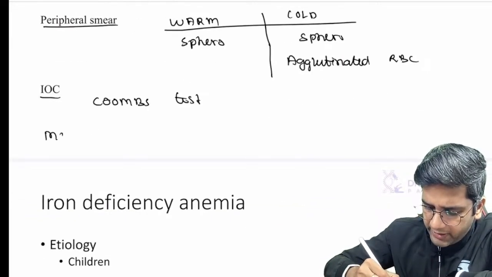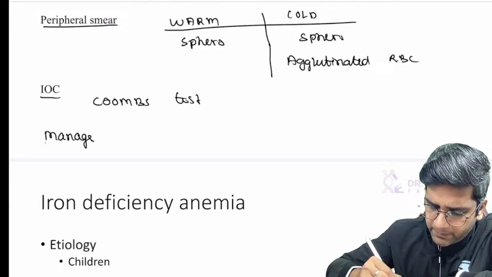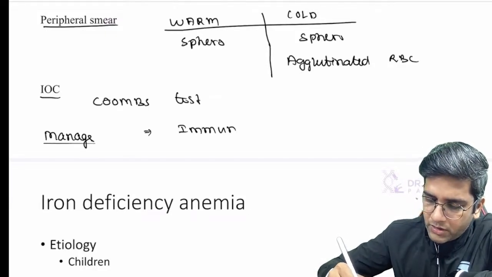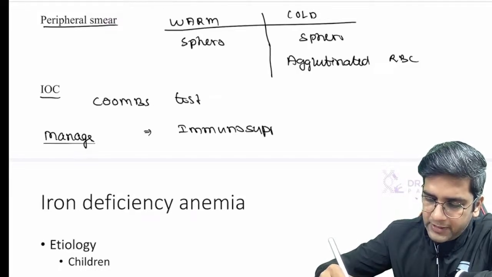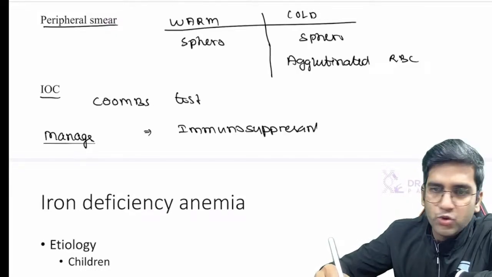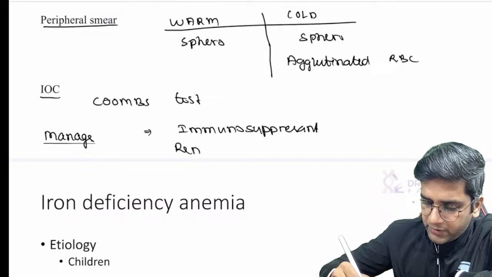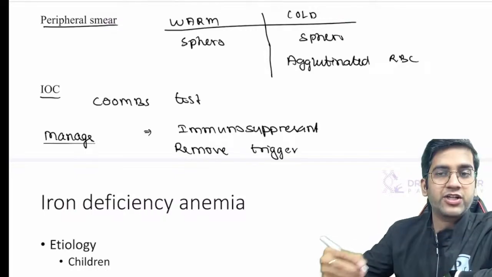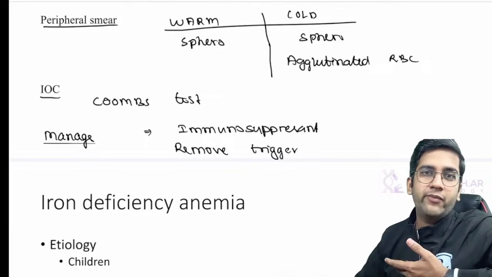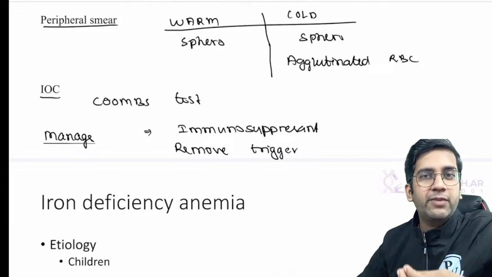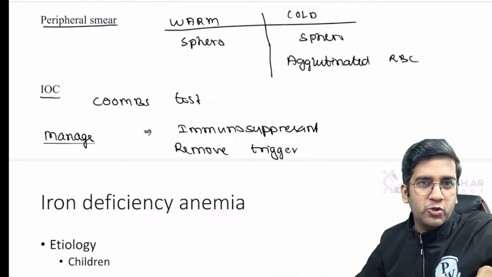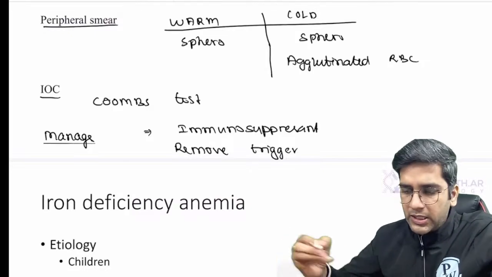Again, a simple word about management. What will you think is the management? Acutely, I use immunosuppressants, which could be steroids primarily. And obviously, the most important thing is removal of the trigger. Remove and avoid the trigger. If mycoplasma is the trigger, obviously I'm going to treat the Mycoplasma pneumoniae. That will remove the trigger slowly. In the meantime, I'll give steroids and immunosuppressants as well.